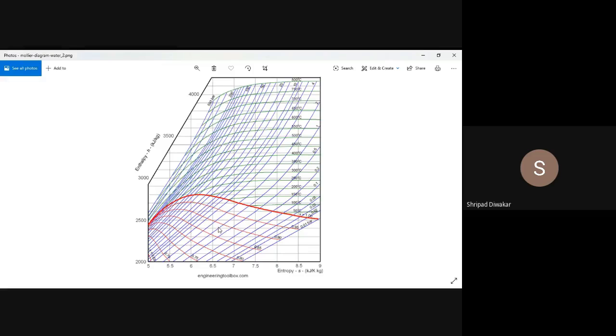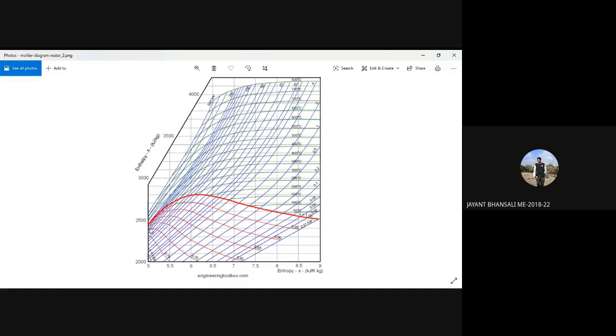Then to find h2, you just put the scale here and drag down. It is one line below 2500, which means approximately we get the value as 2400 kilojoules per kg. Understood? Any doubts on how to find the h2 value?